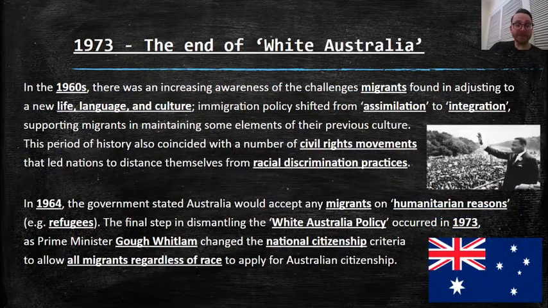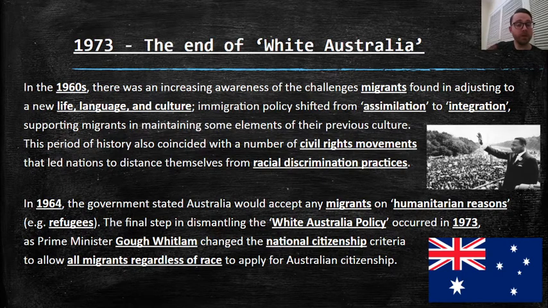In the 1960s, there was an increasing awareness of the challenges migrants found in adjusting to a new life, language, and culture. So again, as Australia's population changes, the feeling of the people changes. Because one, a lot of the people are now immigrants, and two, those immigrants interact with other Australian people who start to see them as people, not just foreigners. They see them as their neighbors, and they're like, wow, you guys are having a tough time. I wish you didn't have to assimilate. I wish you could have your own culture.